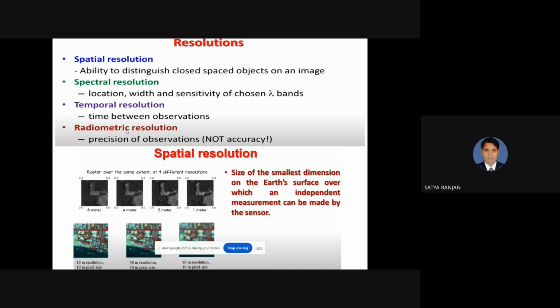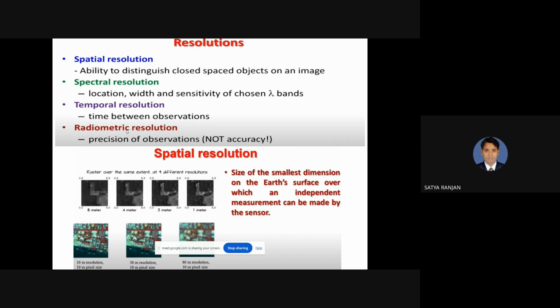That means each pixel dimension is 10 meter by 10 meter. Then spectral resolution defines how many spectral bands there are in a satellite image. Suppose for Landsat 4, there are 4 spectral bands in the satellite sensor, then the spectral resolution is 4. Likewise, 11 spectral bands are there in the Sentinel data, so the spectral resolution of this Sentinel-2 data is 11.